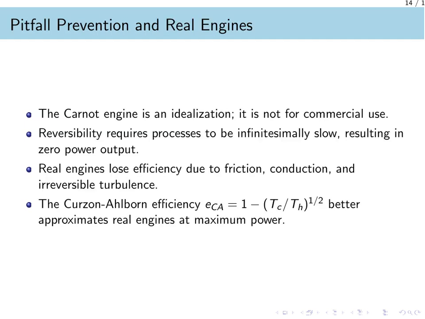It is important to remember that the Carnot engine is an idealized model and not a design for commercial use. Reversibility requires processes to happen infinitesimally slowly, which means a true Carnot engine would have zero power output. Real engines always lose efficiency due to friction, thermal conduction, and turbulence. To better approximate real engines operating at maximum power, we often use the Curzon-Ahlborn efficiency, which is defined as 1 minus the square root of the ratio of the cold temperature to the hot temperature.